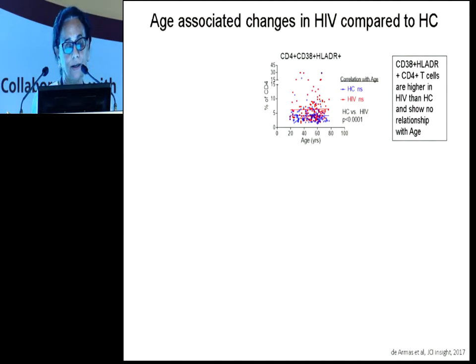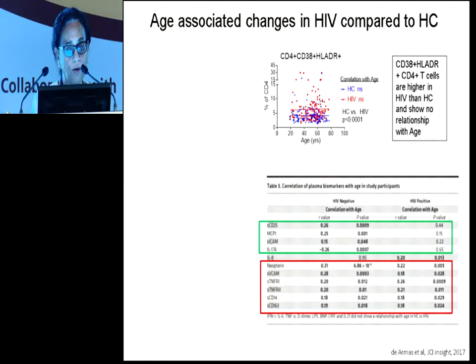Basically, the major point is first that activated CD4 T cells, which are characterized with the markers CD38 and HLA-DR, which are assessed by flow cytometry, are much, much higher in HIV positive than in HIV negative, but they show no relationship to age. So it's really a characteristic of HIV infection and not a feature of biologic aging.